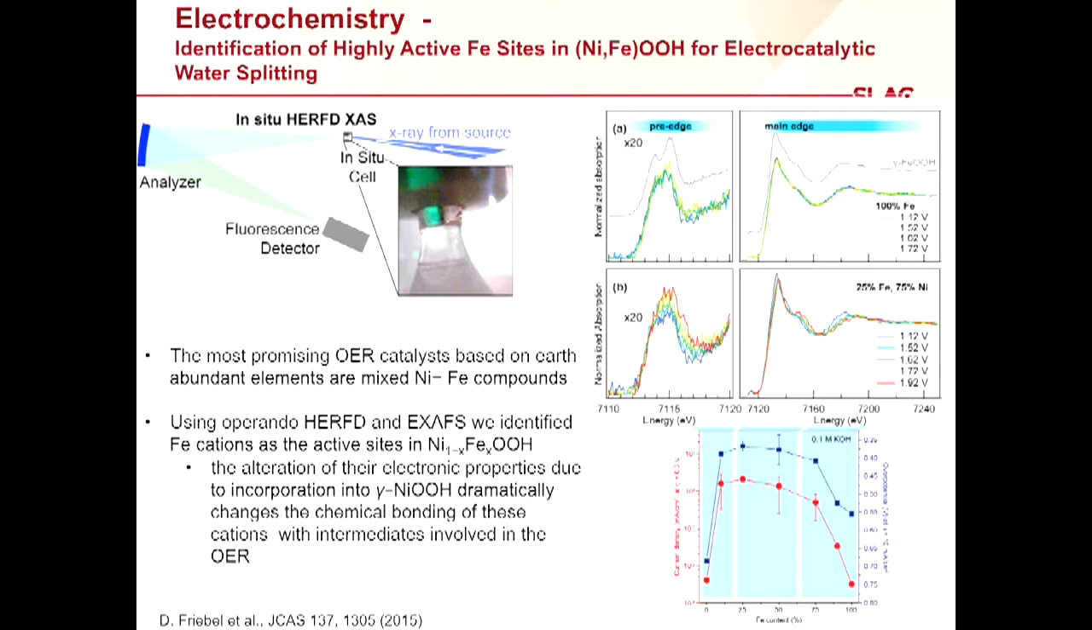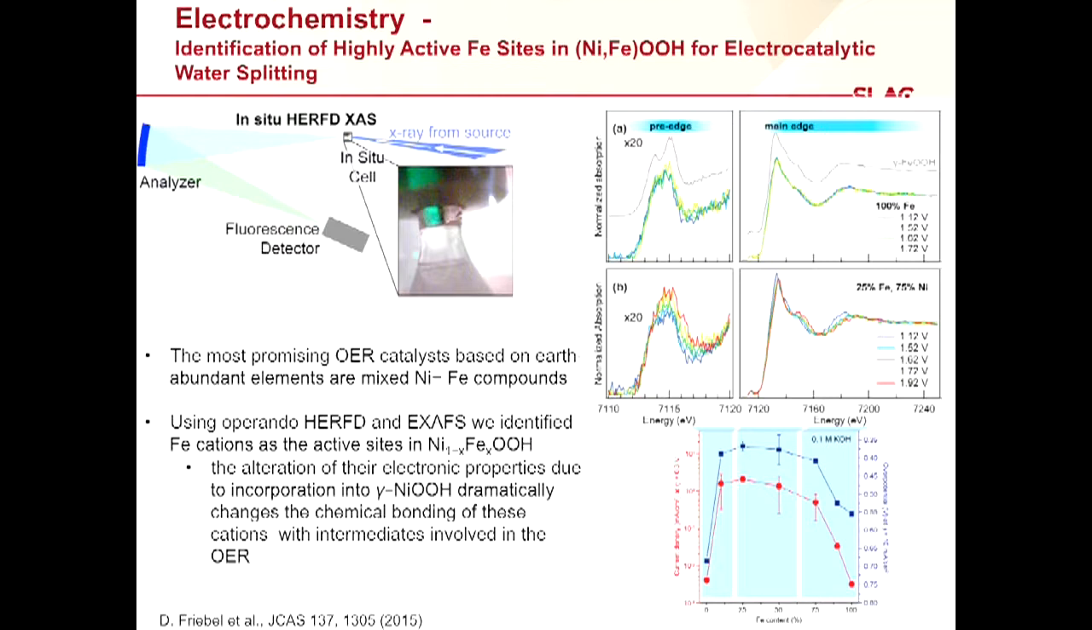It was a very thin layer, less than one nanometer, deposited on an electrode. And there we just tried to see where this enhanced activity, the high activity of the nickel iron compound, comes from when compared with only nickel or only iron. So there is this synergistic activity when these two materials are together. Through detailed high resolution X-ray absorption, pre-edge analysis and all the study that is included in this paper, we managed to see that the reason for this intense enhanced activity is that some iron cations are incorporated into some sites of this gamma nickel hydroxide, and this dramatically changes the chemical bonding of these cations with the intermediates involved in this OER.